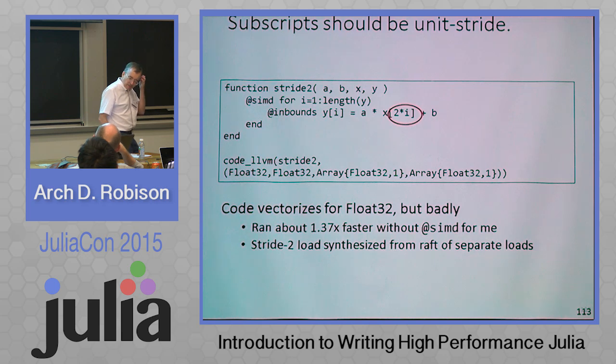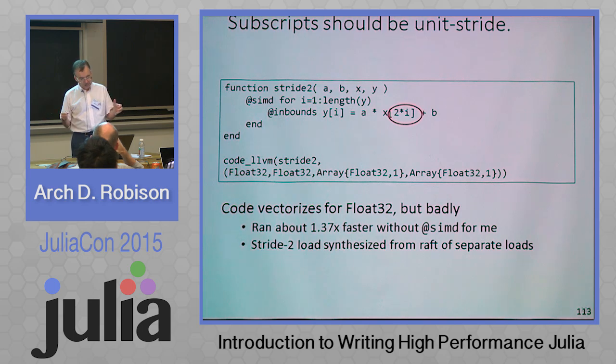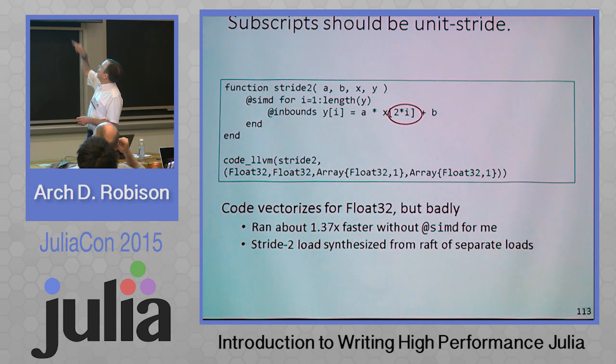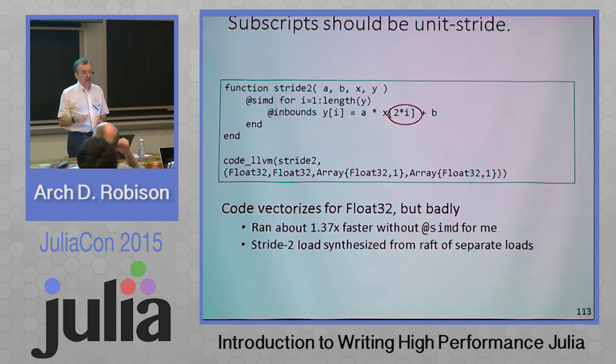Last time I tried this, it vectorized for float 32. The vectorizer still carried on, said, oh gosh, you asked for it to be vectorized, I'll do it. But it was missing the instructions to pick up every other element of the array, so it had to synthesize those from serial instructions, so it was a little bit slow. But it still managed to win. The reference to x2 times was slow, but somehow it managed to make up for the loss in the times and the plus.